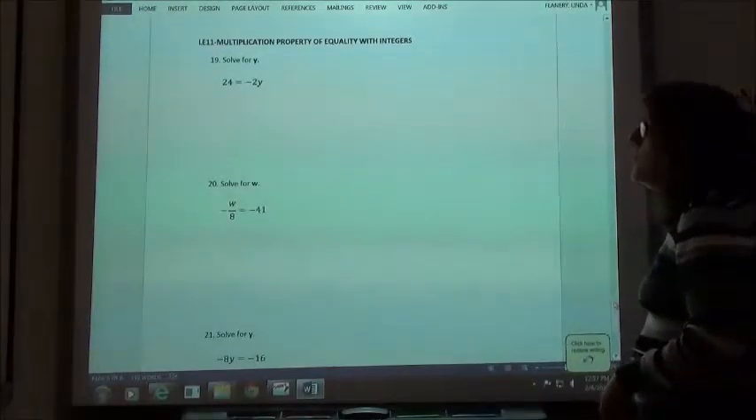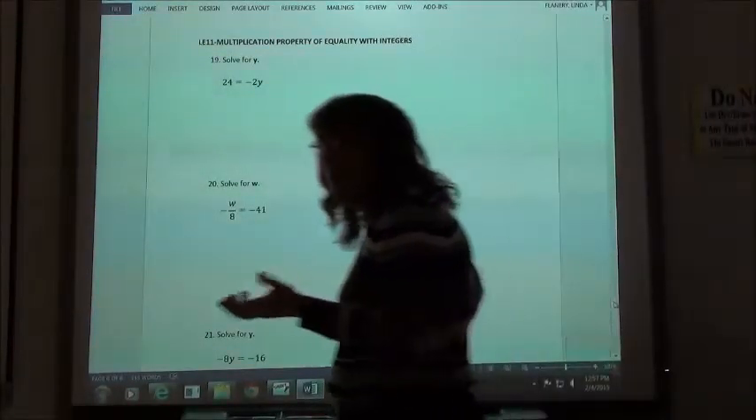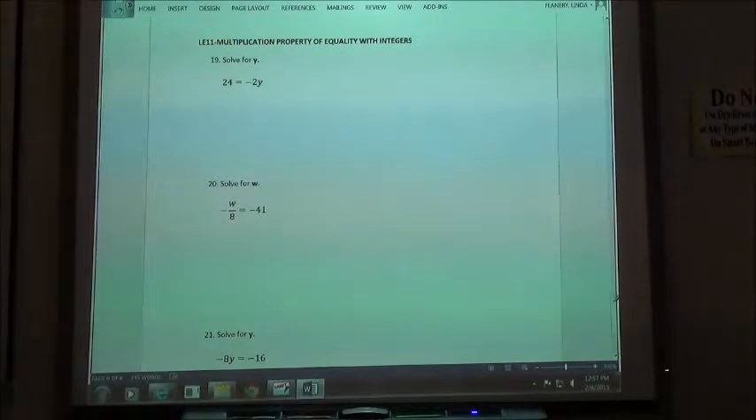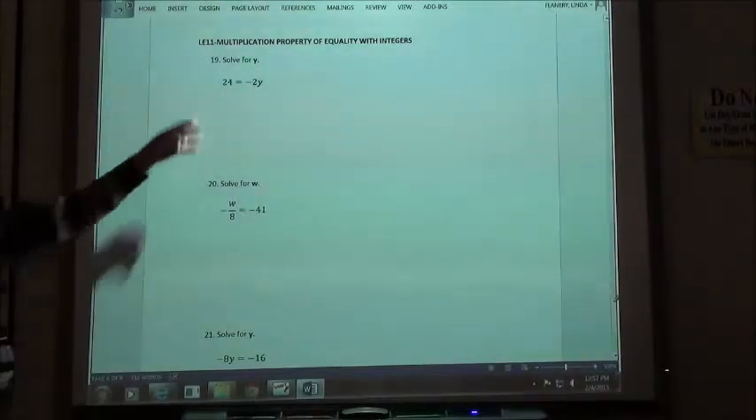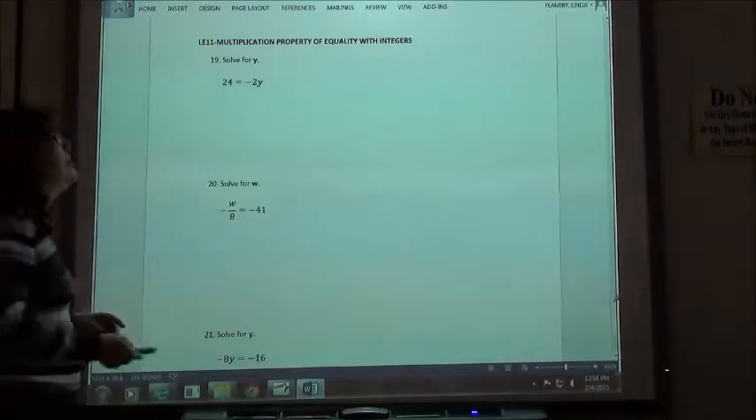Now they're going to do them with integers, so I have to remember my rules for my signed numbers. When I multiply and divide, if my signs are the same, my answer is positive, and if my signs are opposite, my answer is negative. So she's already trying to figure out the answer, but she better get the right sign on here.